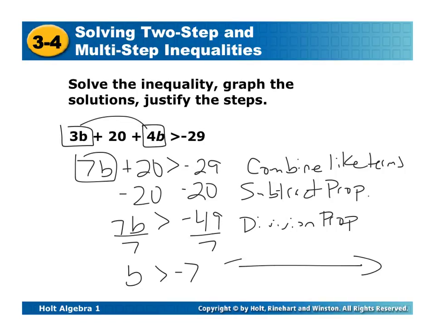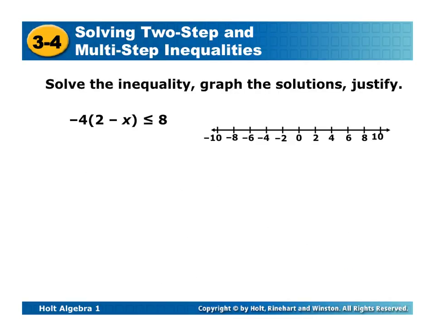If we go ahead and graph that, it's going to put negative 7 in the middle. It's going to be an open circle, and the arrow is going to go to the right. Alright, why don't you pause the video and try this one out on your own using your knowledge of equations to figure out this problem.